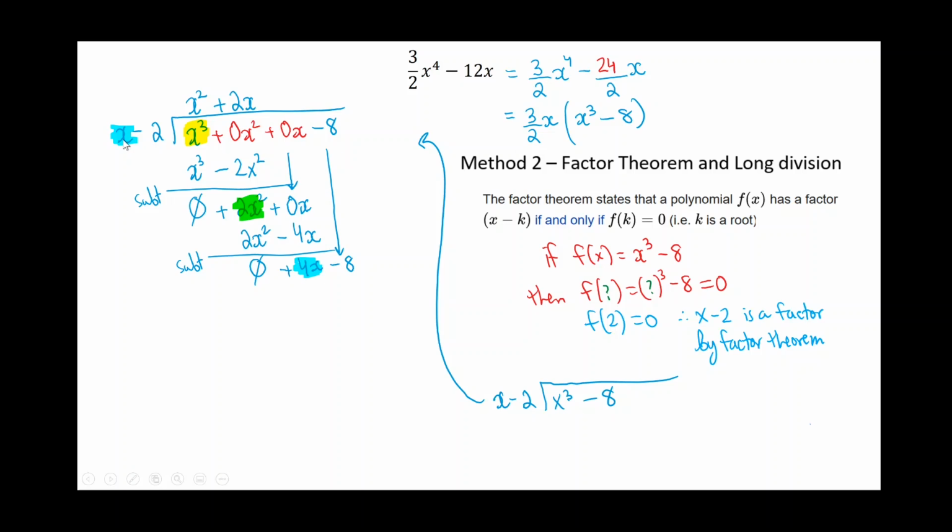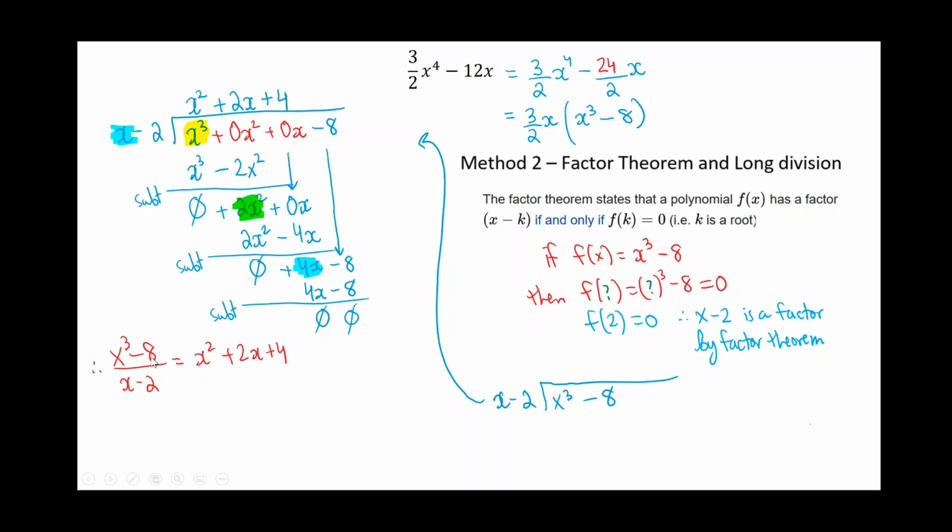And then we concentrate on the first 2 terms again. 4x divided by x is 4. Multiply this 4 back with the divisor, so we'll have 4x minus 8. And when you subtract, you get 0. If you do not get 0, then this factor that you said originally is not a factor. You were wrong. So you'd have to try to find another number that actually does work, or check your calculations inside here. So what does the long division tell you?